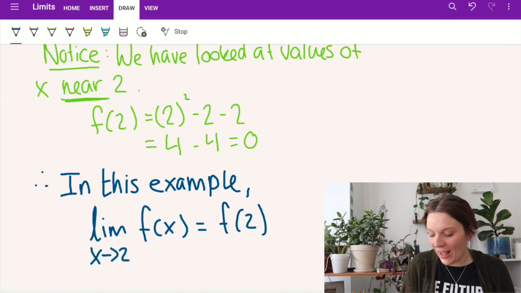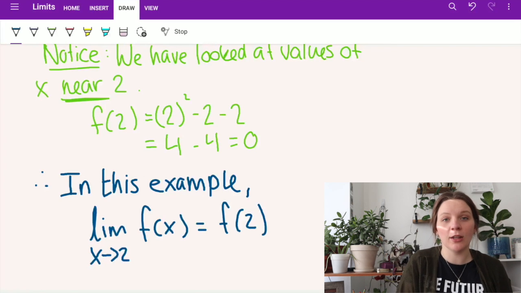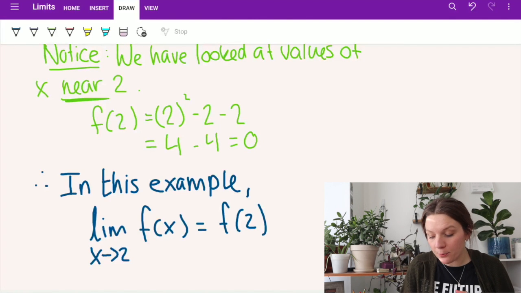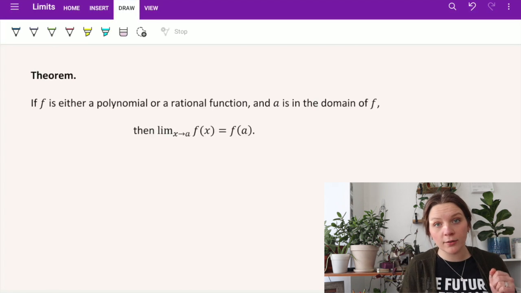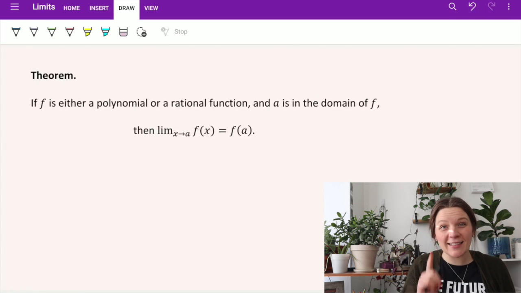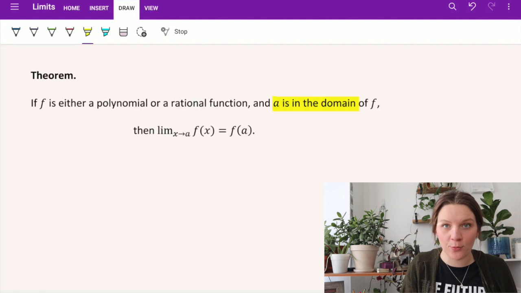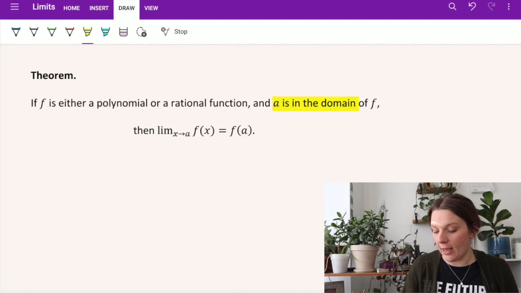In this example, we actually have that the limit of f of x as x goes to 2 is equal to the function at 2. So we could have just evaluated our function here. And that brings us to an important theorem. So this theorem says that if f is either a polynomial or a rational function, and a is in the domain of f, that's an important note, a has to be in the domain of f, then we can say that the limit of f of x as x goes to a is equal to f of a.